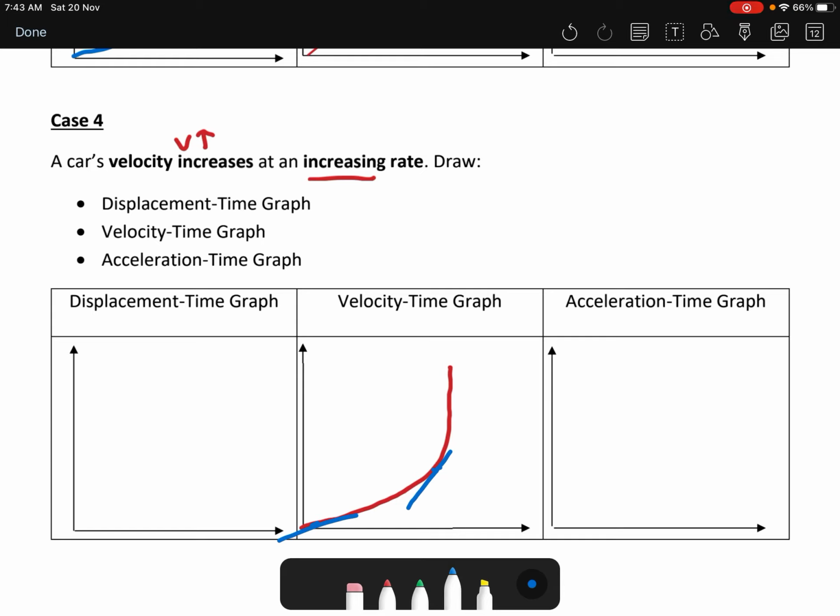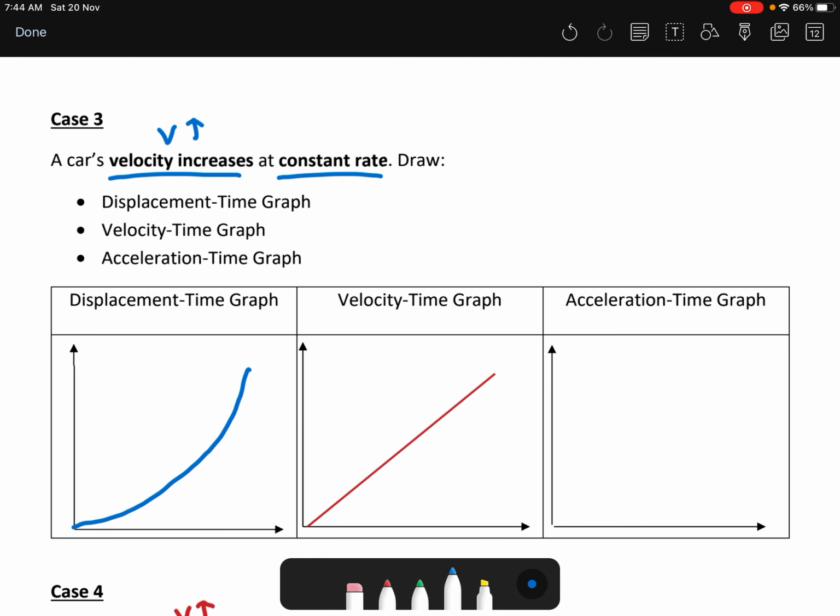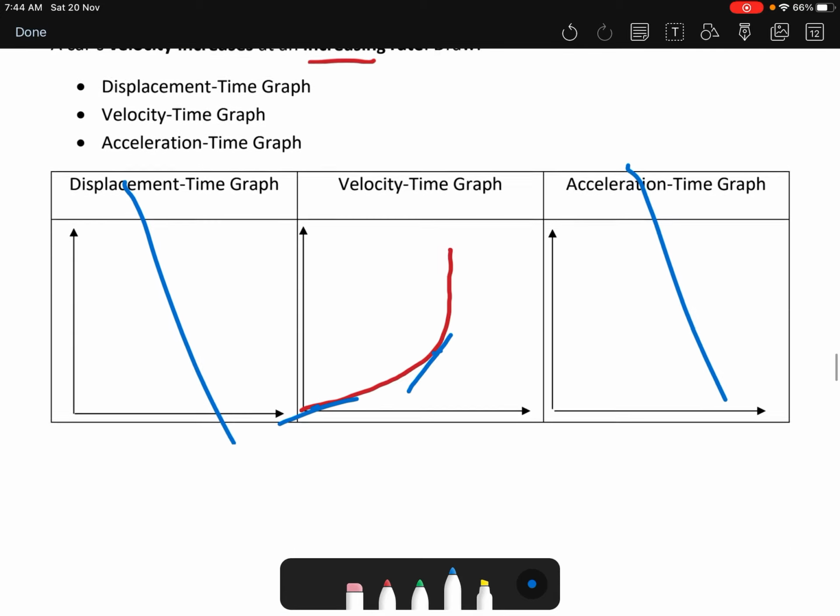From case 4 onwards, it's not necessary to draw your acceleration and even your displacement-time graph, because we can only draw the displacement-time graph until case 3. Case 4 onwards is not required.